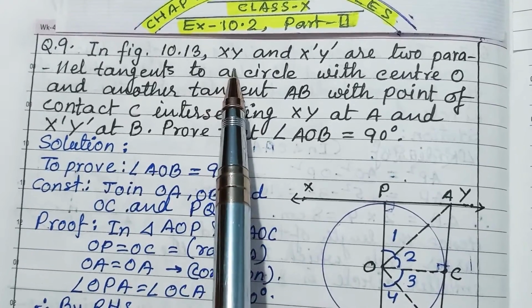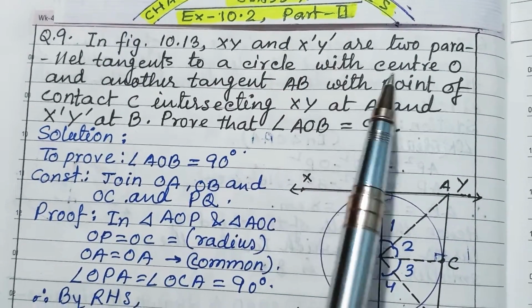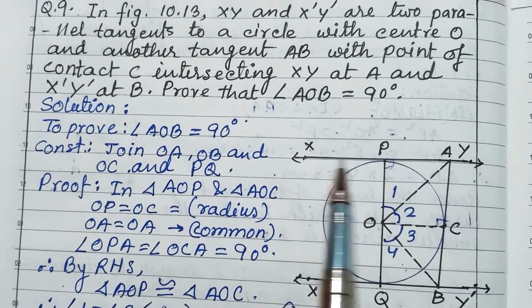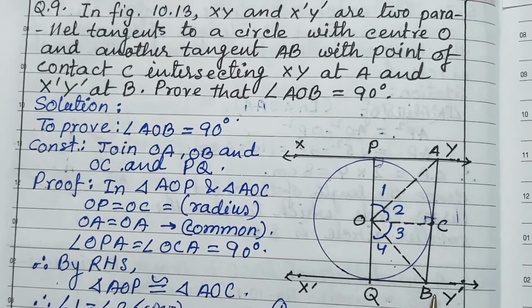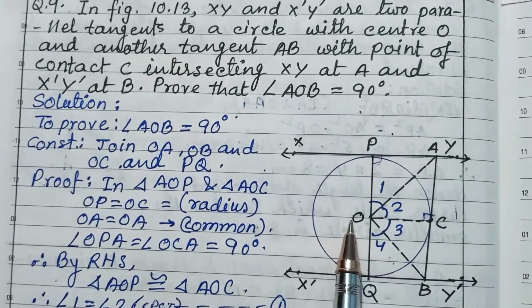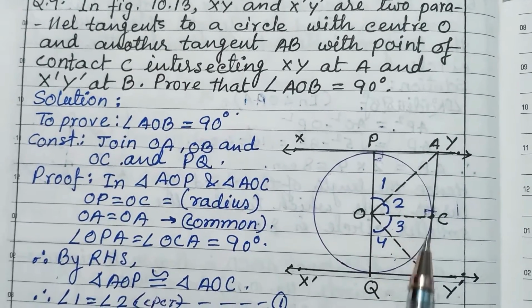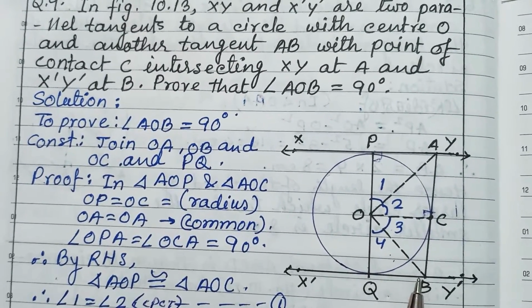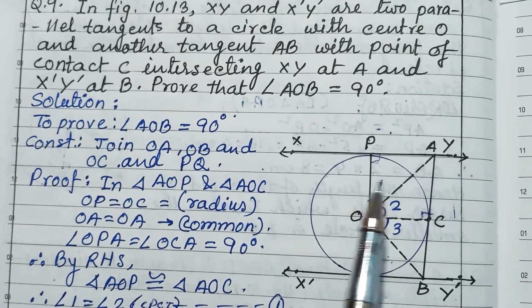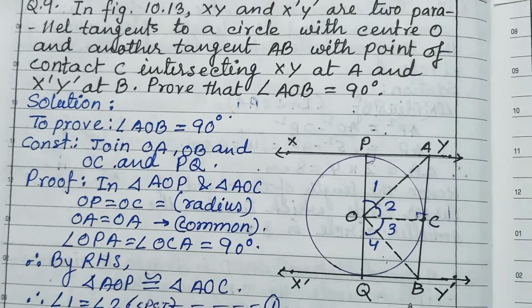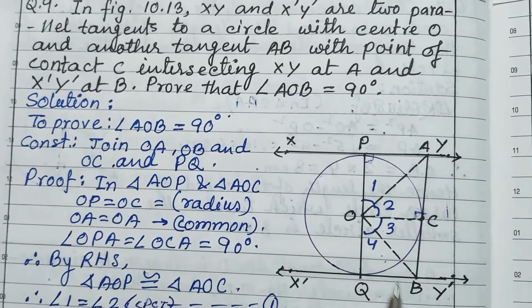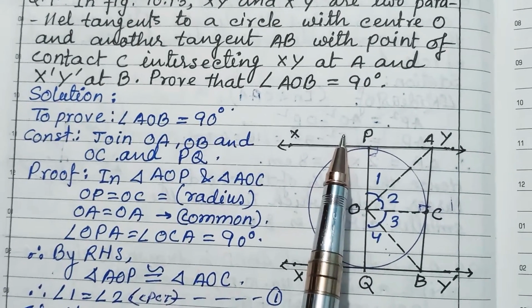The question is: XY and X'Y' are two parallel tangents to a circle with center O, and another tangent AB with point of contact C intersects XY at A and X'Y' at B. Prove that angle AOB is equal to 90 degrees.